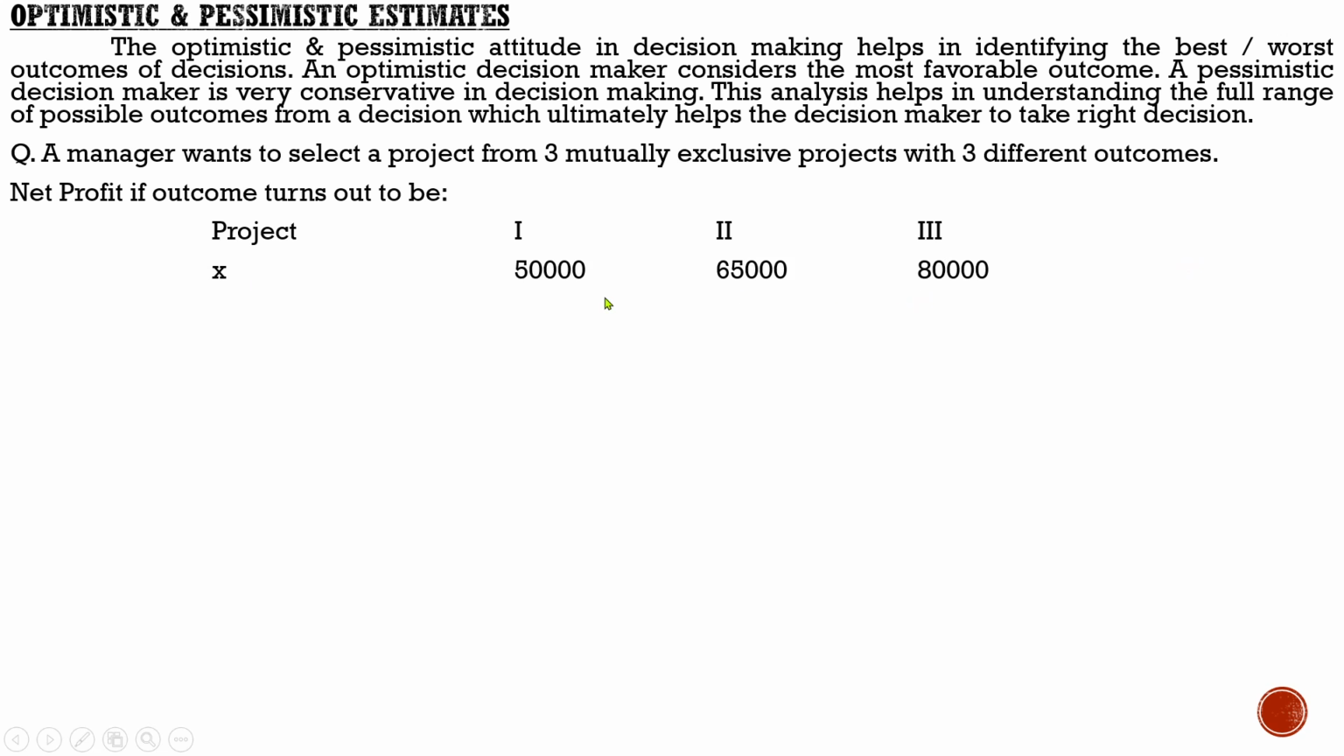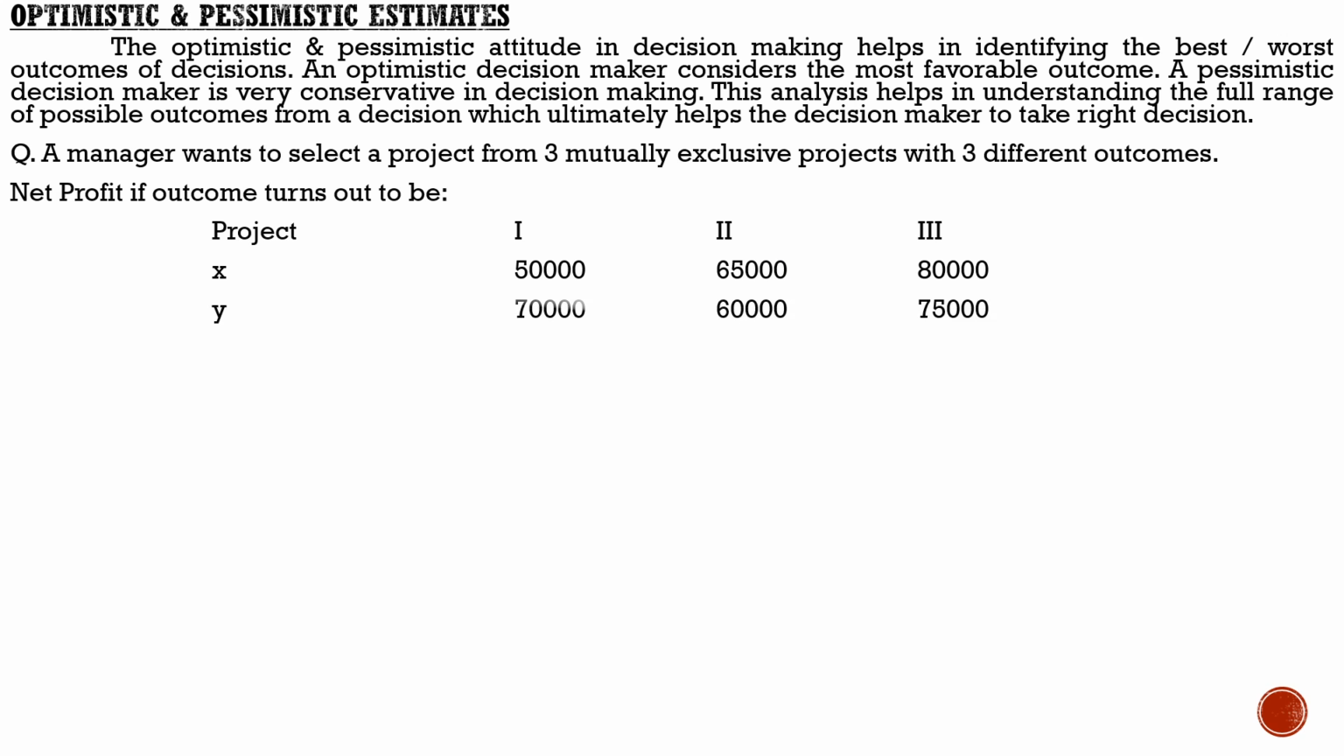Three outcomes means one may be optimistic. Optimistic means the highest amount. Here this will be the optimistic, this will be the pessimistic, the lower amount, and this will be the most likely or the normal situation. For the time being, we can assume like that. But always make assumptions after reading the entire question.